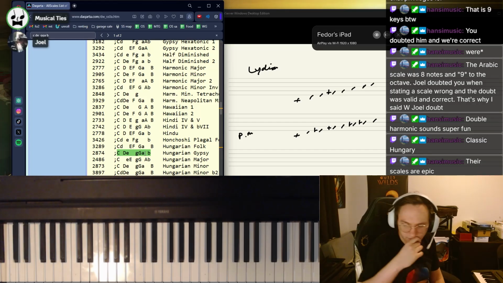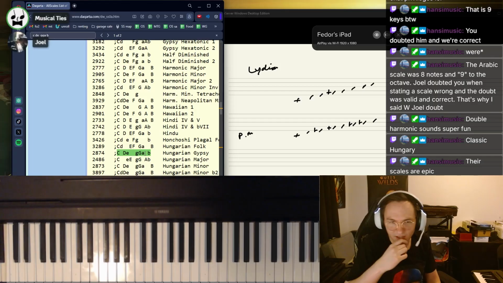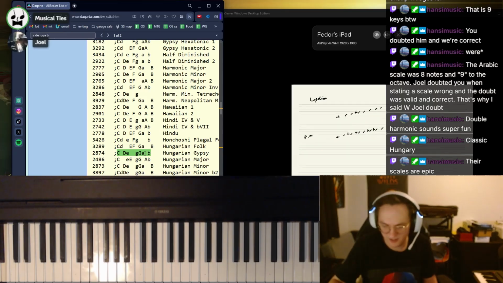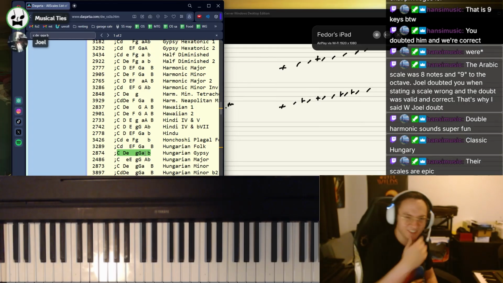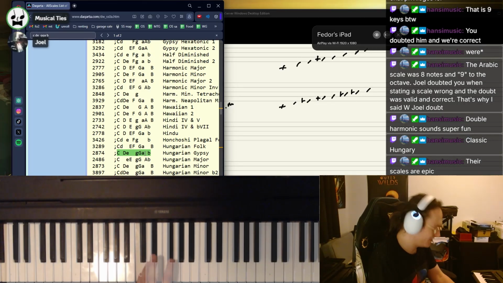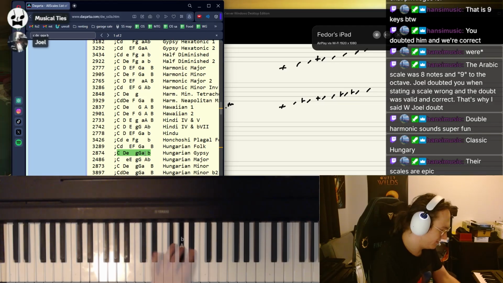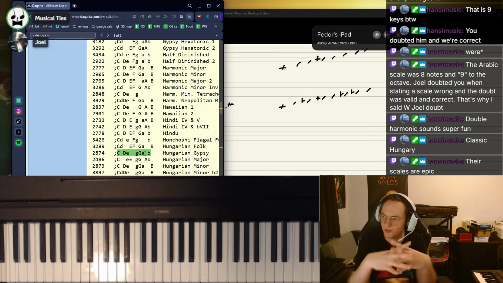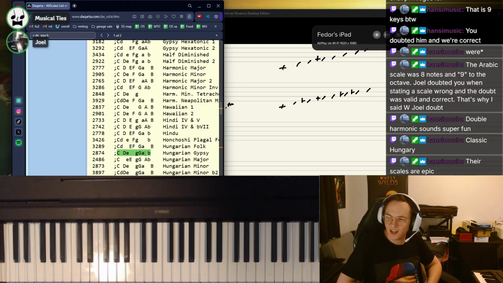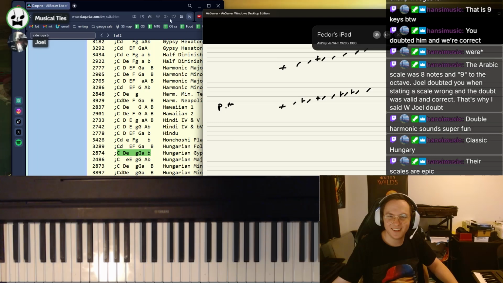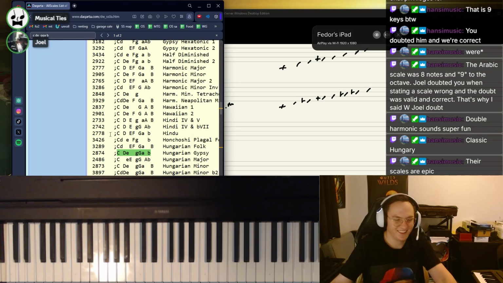So Lydian minor, parallel minor, is Hungarian, which is really interesting. And then that works. If I compare those two, it works. I understand the connection now. I can hear that. I can feel that.